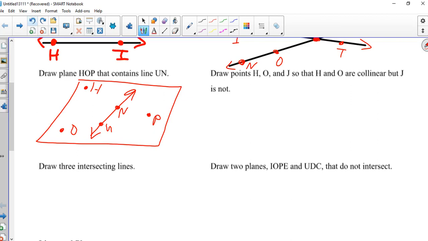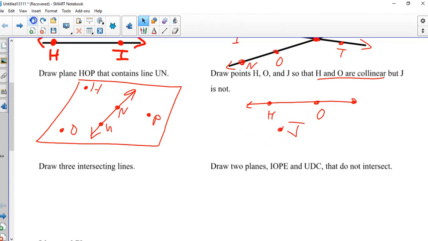Draw points H, O, and J so that H and O are collinear, but J is not. H, O are collinear, but J is not. So J can't be on that line. So we put J wherever we want. It can be there. It can be here. It can be here. It doesn't matter as long as J is not on this line. Now it's collinear, and we don't want that.